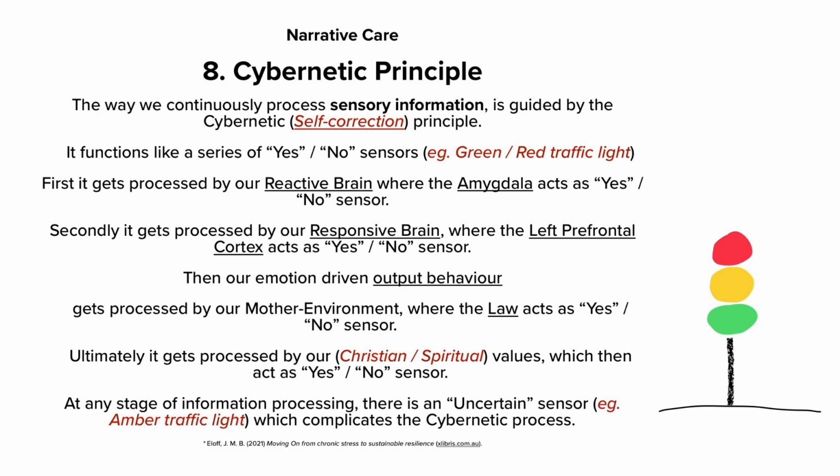Then, our emotion-driven output behavior gets processed by our mother environment, where the law acts as yes or no sensor. Ultimately, it gets processed by our Christian or spiritual values, which then act as yes or no sensor. At any stage of information processing, there is an uncertain sensor, for instance the amber traffic light, which complicates the cybernetic or self-correcting process.